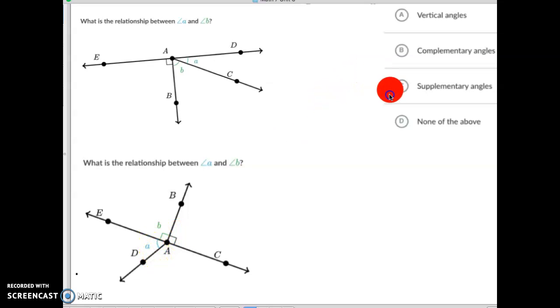Well, that's not a supplementary angle. That's not a complementary angle. They're not opposite of each other. They're not perfect opposites, meaning they're the exact same measure, but opposites of each other. So this is what's called a none of the above.